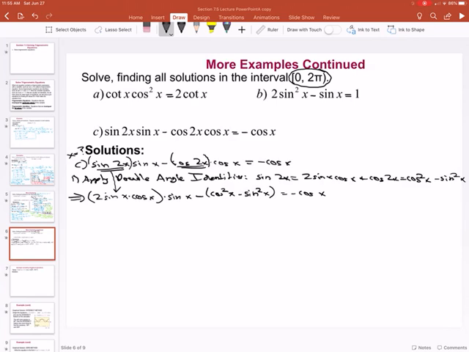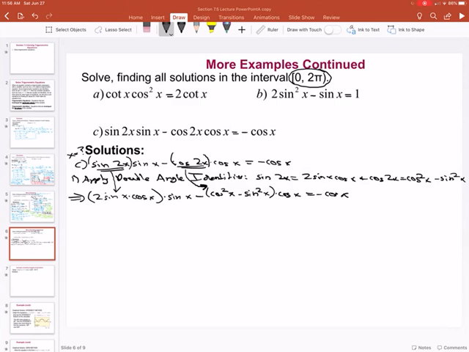Now we've got everything, and I just forgot one thing. Be careful. I forgot to bring down my cosine x, since it's being multiplied with cosine 2x. But now we've got everything written in terms of x. That's what we needed to do at the beginning: get rid of the double angle, so that we can solve for x.